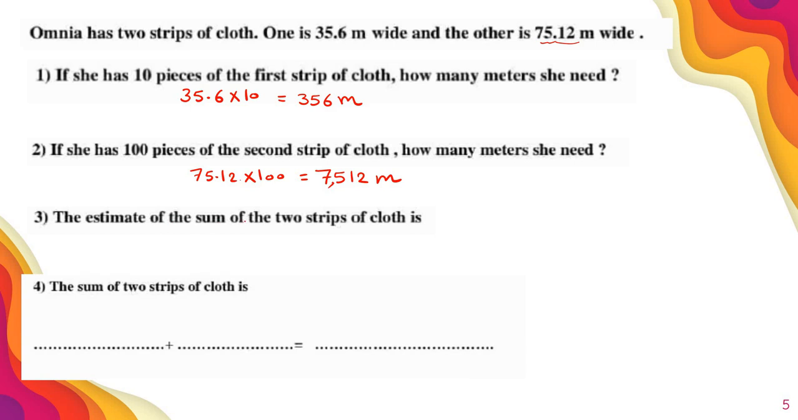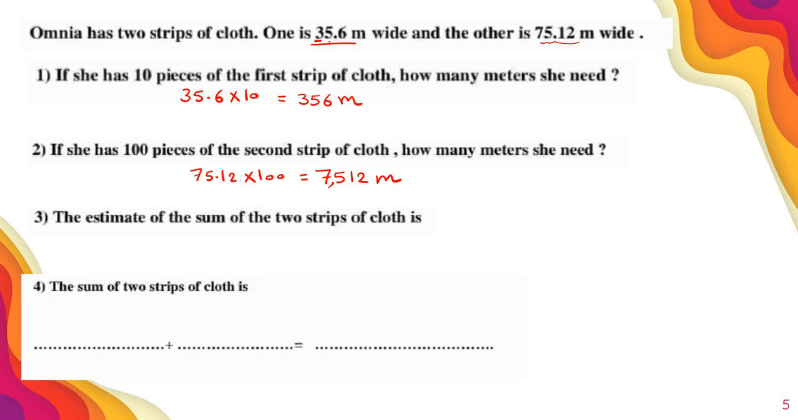The estimate of the sum of the two strips of cloth. Now, I don't need to make an estimation for this one and this one. I have just these two strips. How can I find the estimation? You can choose whichever way of estimation you want. You can use the front end estimation, so this number will be 30 and this number will be 70, or you can round it to the nearest whole number, and I prefer to do this. But we can approximate it or round it to the nearest tens, for example.